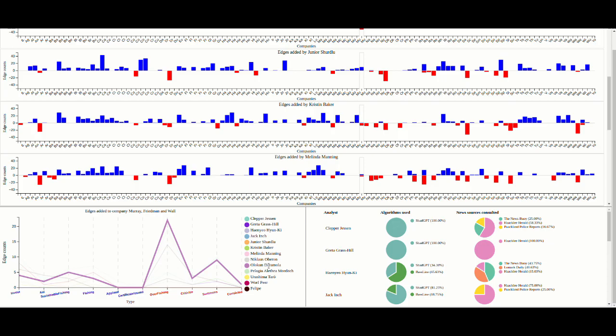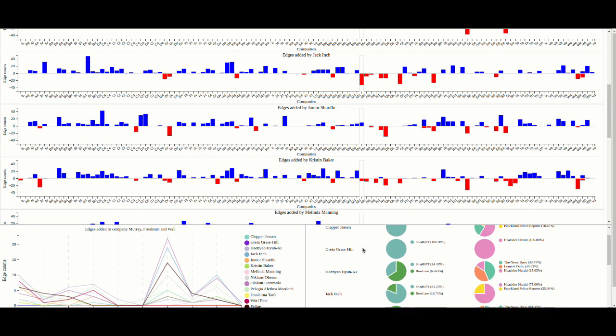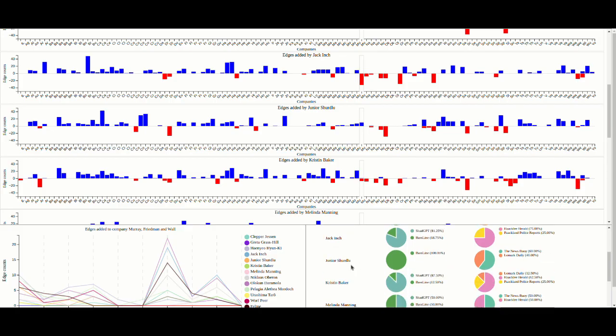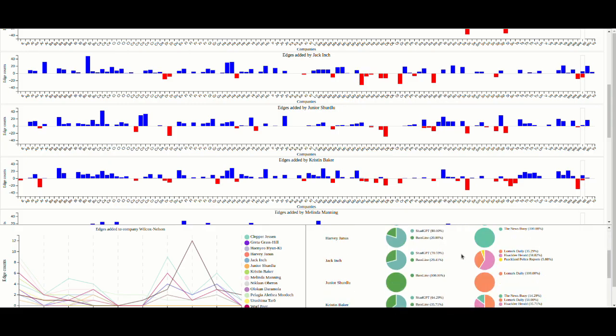We also included the results of our own extraction by creating a separate analyst, to be used as an additional form of comparison. To complement our understanding, we can take a look at the algorithms used and the journals consulted by each analyst. We see that some analysts like Klepper Jessen consult multiple journals and police reports, while Junior Sherdlu only consulted the News Buoy and Lamarck Daily. His behavior is similar when adding information related to the company Wilcox Nelson, he consulted only Lamarck Daily.